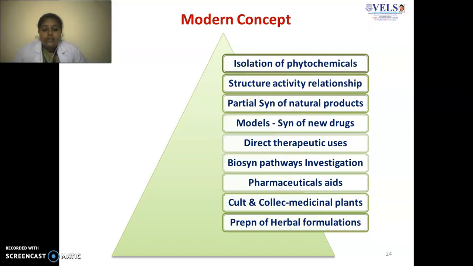So the modern concept involves isolating these phytochemicals and finding out the structure-activity relationship, undergoing partial synthesis of the natural products to provide models for the synthesis of new drugs, and applying direct therapeutic uses, wherein the biosynthetic pathways have been investigated by precursor techniques. It can also be applied to pharmaceutical aids, and in cultivating and collecting medicinal plants by plant tissue culture techniques, thereby producing herbal formulations in the herbal industry.